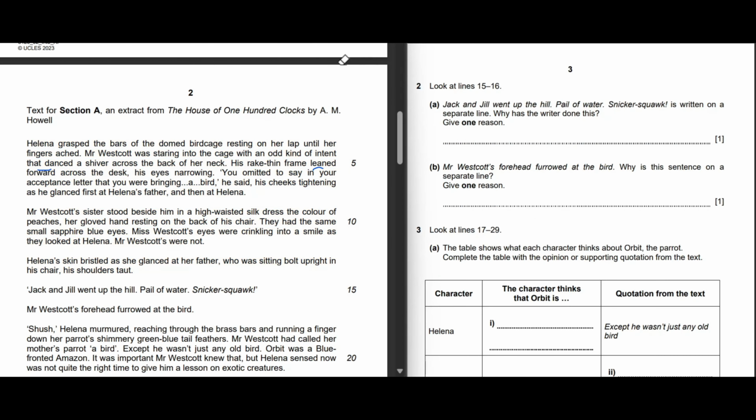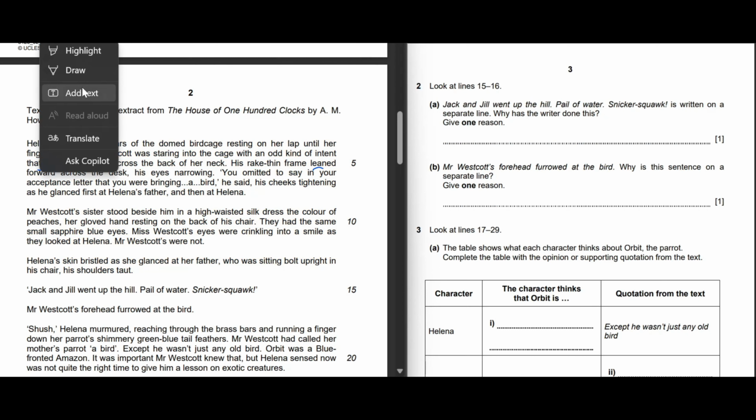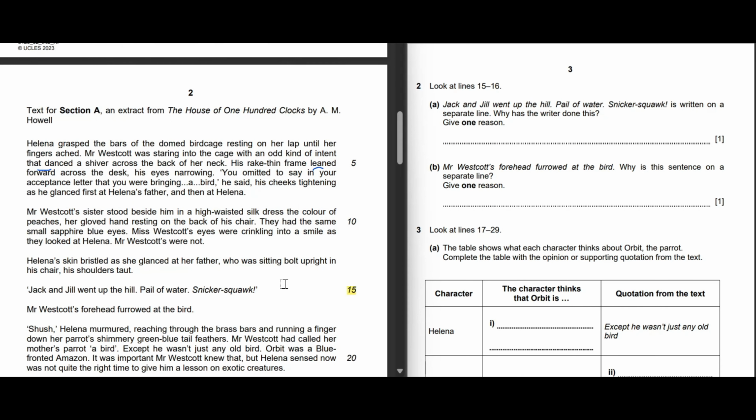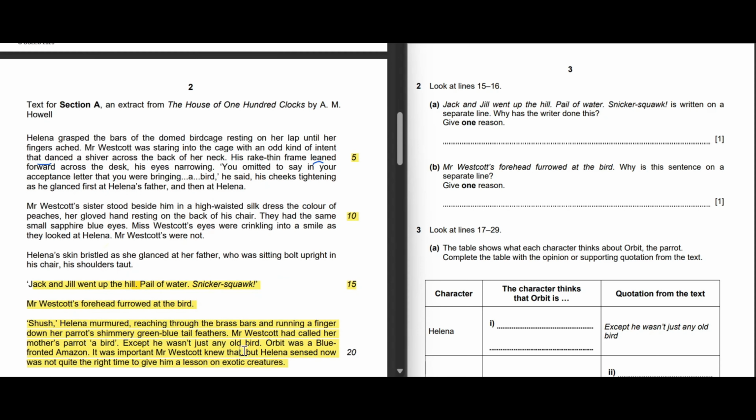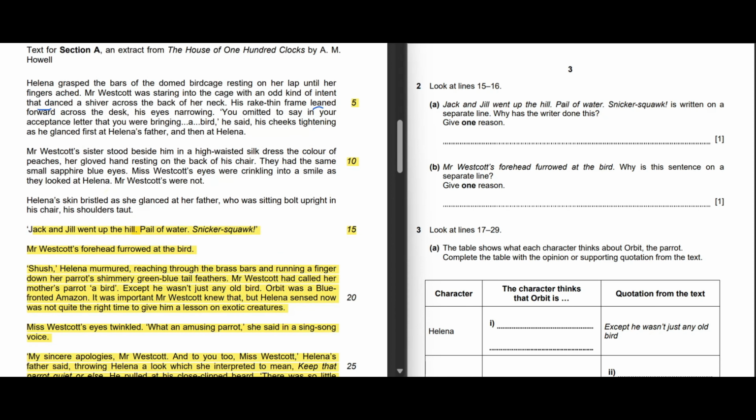Okay, question number 2, look at lines 15 till 16. Line 15 till 16. So this is line 15, 15 and 16 here. Okay, here you go. Lines 15 and 16 is in a yellow highlight. Question 2a, Jack and Jill went up the hill, pail of water, and sneaker squawk is written on a separate line. Why has the writer done this? Give one reason. So 10 seconds from now here.